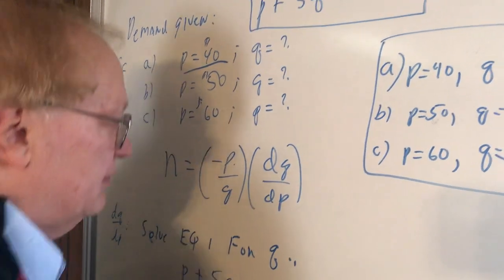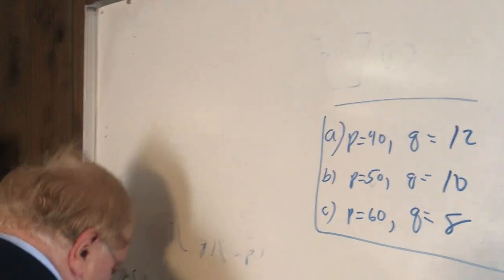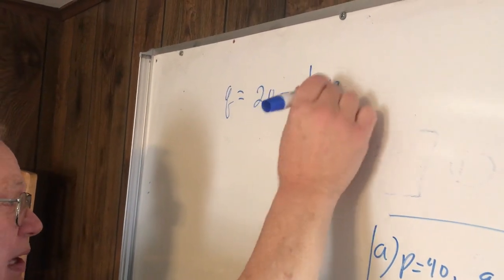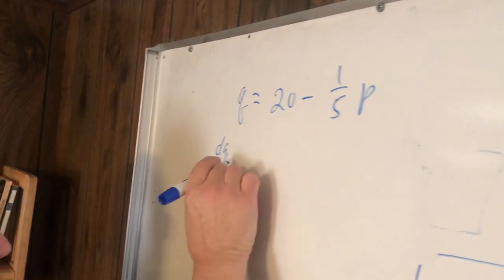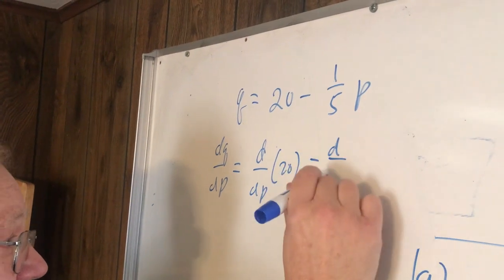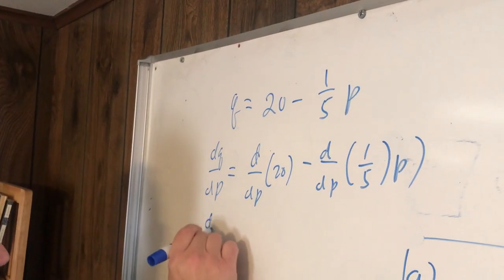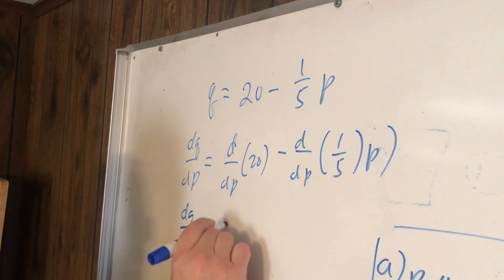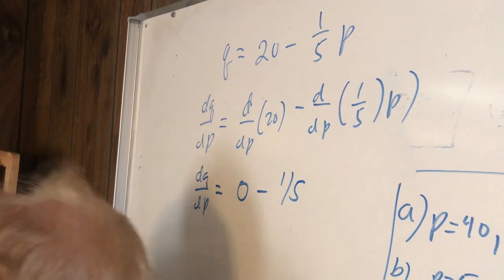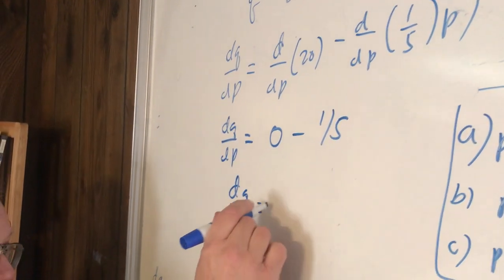So let's erase this. And I have Q equals 20 minus 1/5 P. So dQ/dP is d/dP of 20 minus d/dP of 1/5 P. So dQ/dP is simply equal to 0 minus 1/5. So dQ/dP is going to equal minus 1/5.